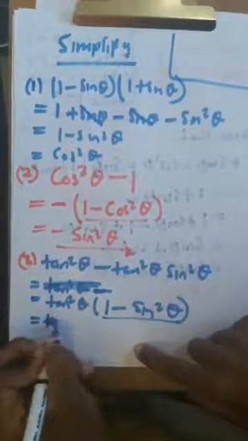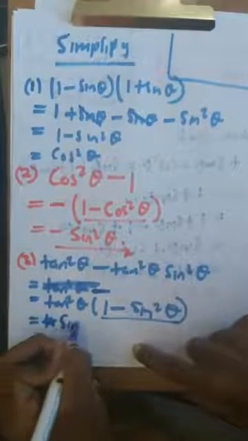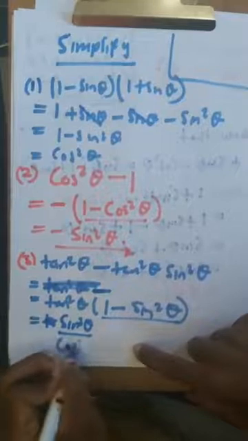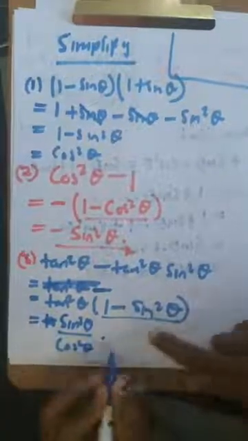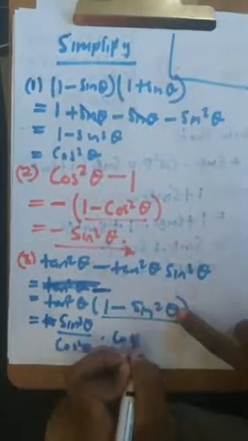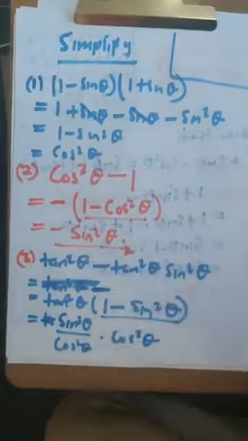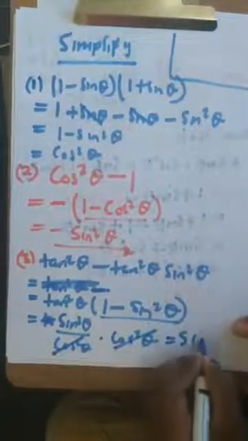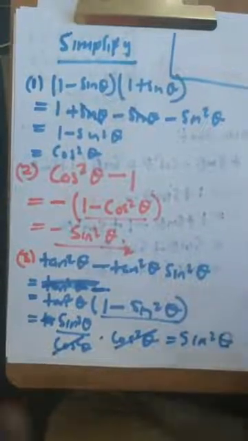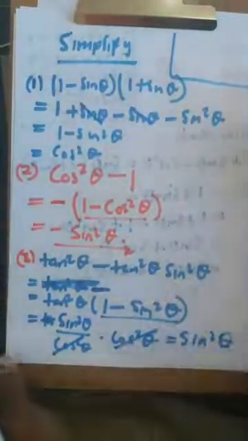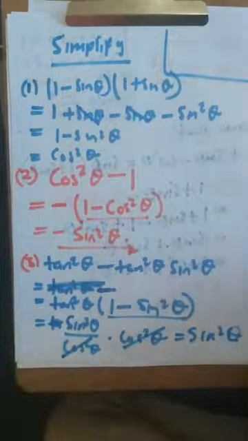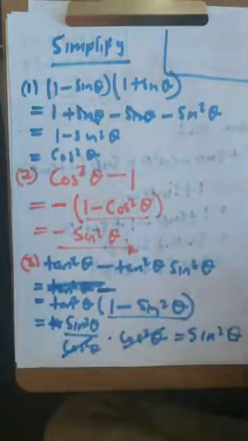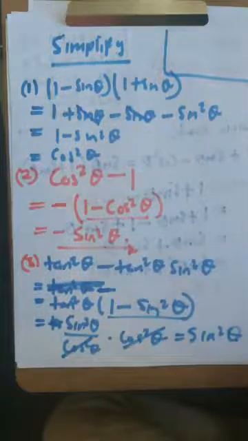So tan changes to sine square theta over cos square theta, multiplied by this one again, cos square theta. Then cos square theta and cos square theta cancel. So we get sine square theta. You see how I play with these things. If you know how to play along with these things, then you will certainly do great things.